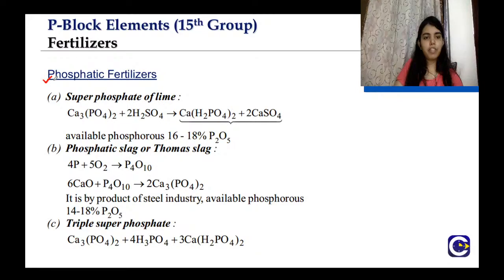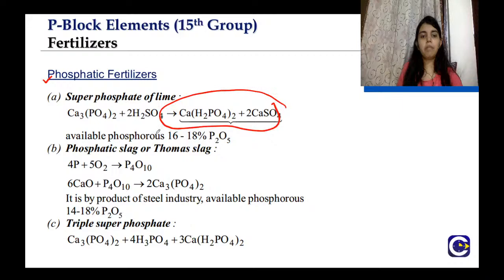Phosphatic fertilizers: superphosphate of lime. Calcium phosphate on treatment with H2SO4 gives superphosphate of lime. You can remember the chemical formula. The available phosphorus is 16 to 18%.